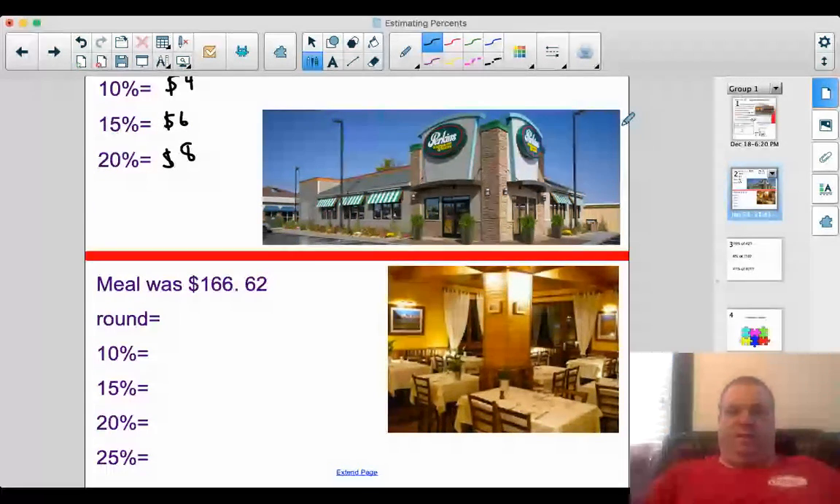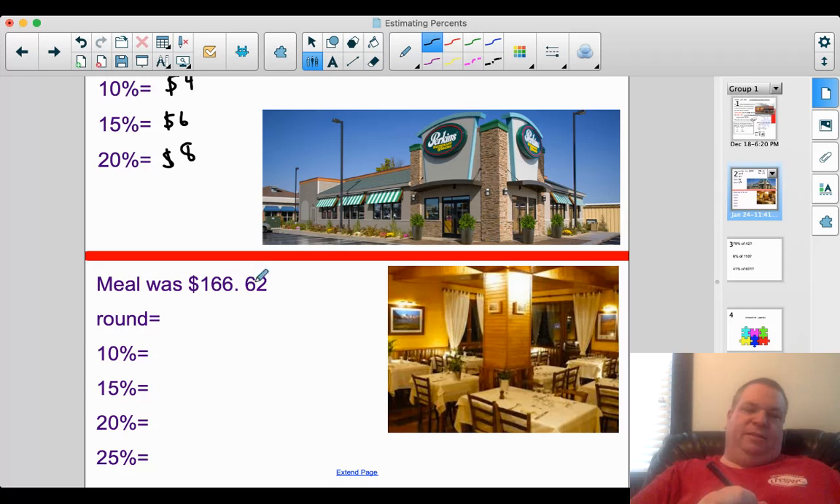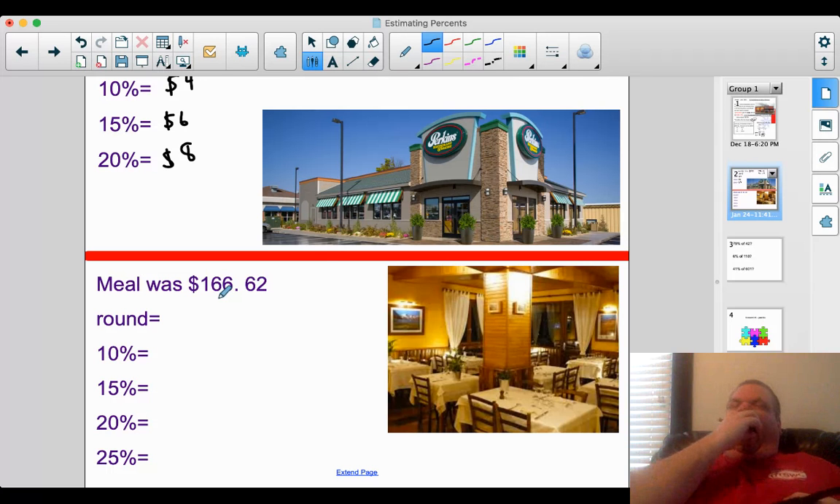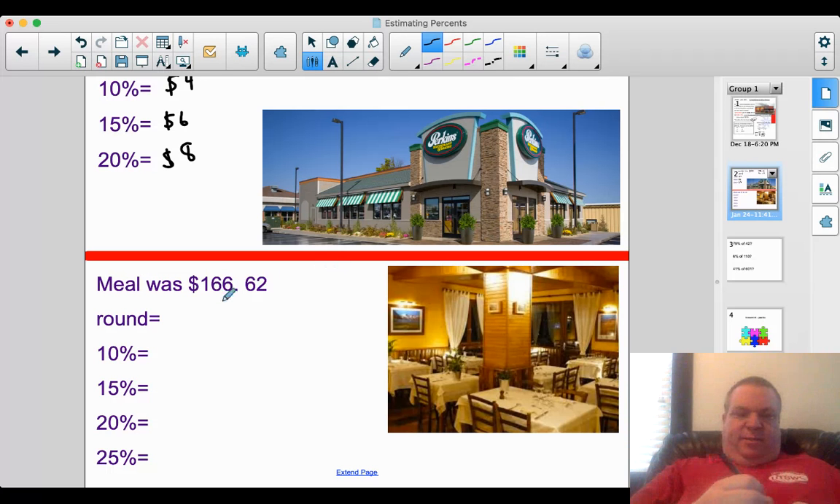All right, let's deal with a little fancier meal. This one costs $166.62. First thing we're going to do is round again, to the nearest $10. So here I have a 6 in my tens place. The number that comes after it is a 6, which means I round up. So the 6 becomes a 7. So rounded off, this is $170.